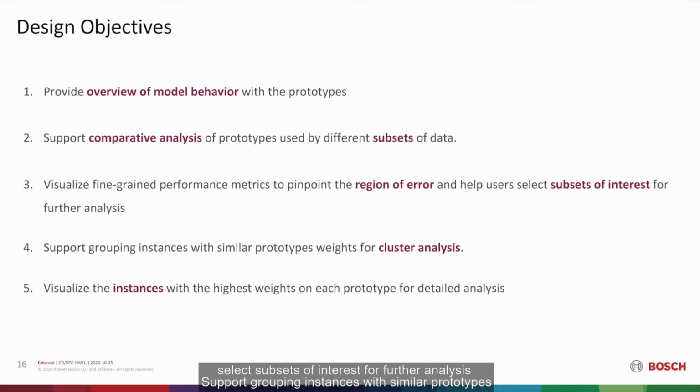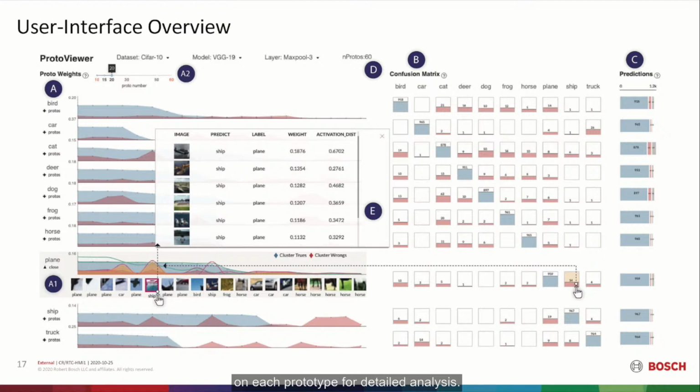Fourth, support the grouping of instances with similar prototype weights for cluster analysis. Finally, visualize the instances with the highest weights on each prototype for detailed analysis. This slide shows our user interface overview. ProtoViewer consists of multiple visual components to serve the analytics.